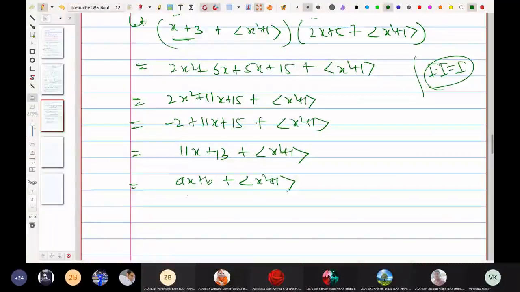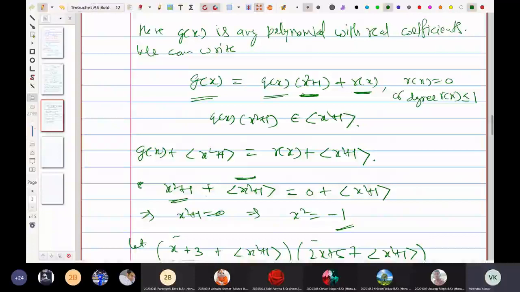If a is 0, then it becomes a constant. If b is 0, then it becomes ax, and if a and b both are 0, then it becomes 0. So this is the form R(x) can take, with degree of R(x) less than or equal to 1. If it has degree 1, then it will be of this form.